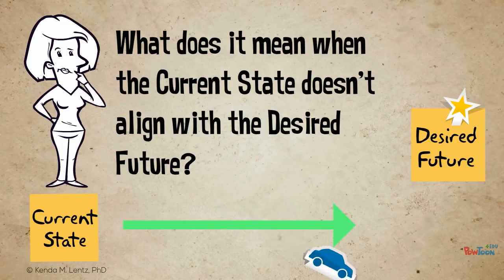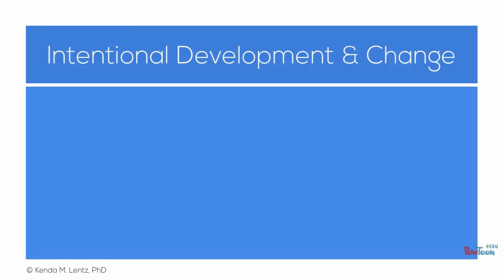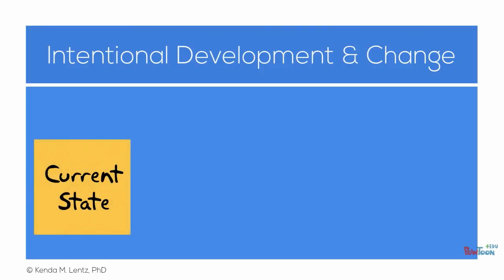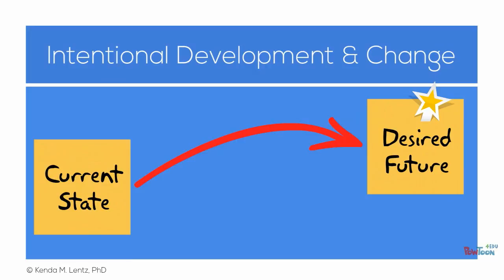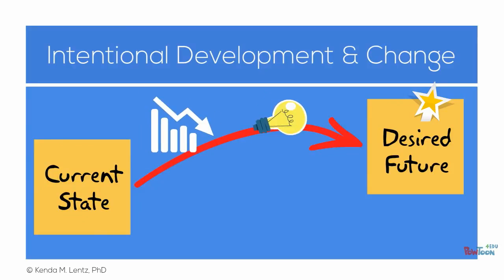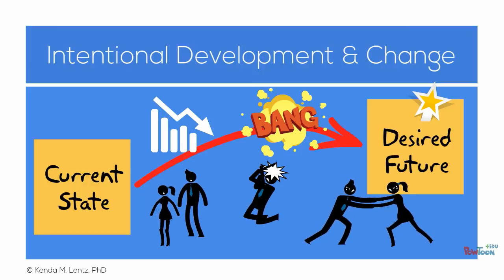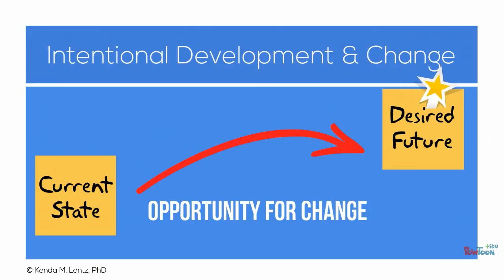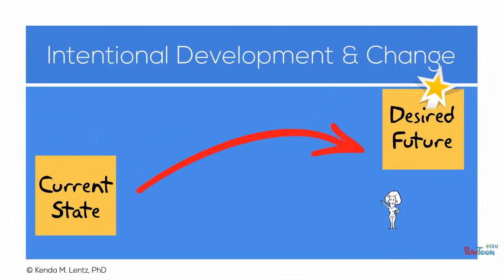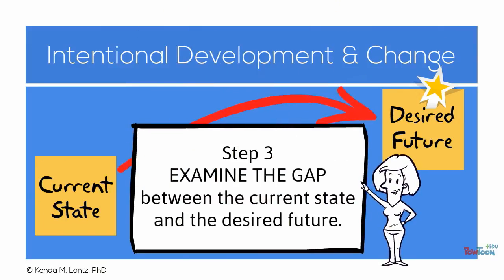The simple answer is that the organization has either hit a roadblock or it has gone off course from its intended journey. When the intended journey or mission is not followed, and the current state does not align with the desired future, we often see negative symptoms that are harmful or unhealthy, such as a decline in financial health, misguided projects, as well as low morale and frustrated, unengaged employees. The good news is that these symptoms represent an opportunity for positive change. And this brings us to the third step in the process. We need to examine the gap.